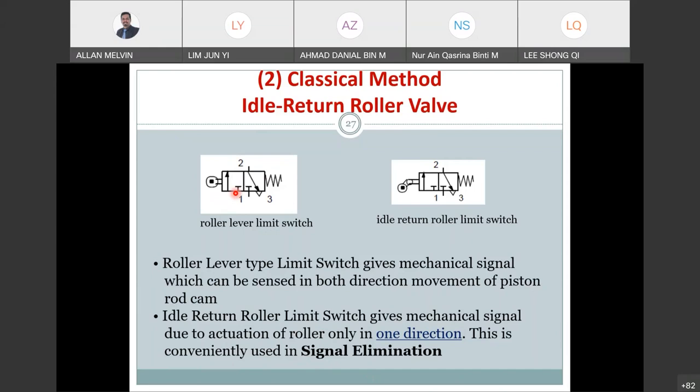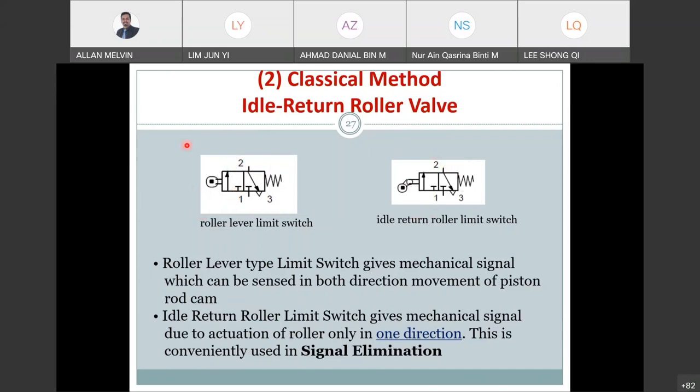When will it be on? Based on what you have seen all the while, how will it become active? Your answer is: when there's an actuation in one direction, it will be active. This is not what I am asking, though.